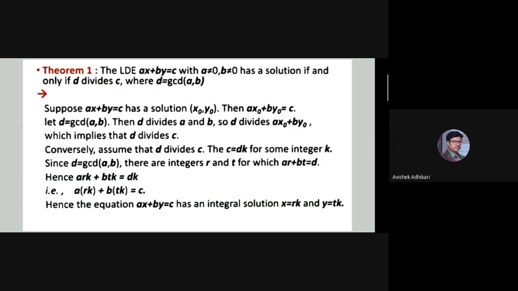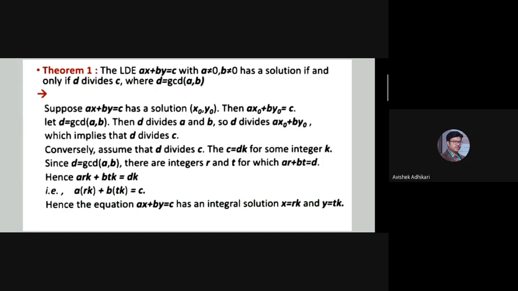Then x naught, y naught has to satisfy this equation, so a x naught plus b y naught equals c. Now let d equal the GCD of the coefficients. Since d divides a and b, d divides a x naught plus b y naught as well, which implies that d divides c. Conversely, assume that d divides c. Then we can write c equals d times some k, which is an integer.